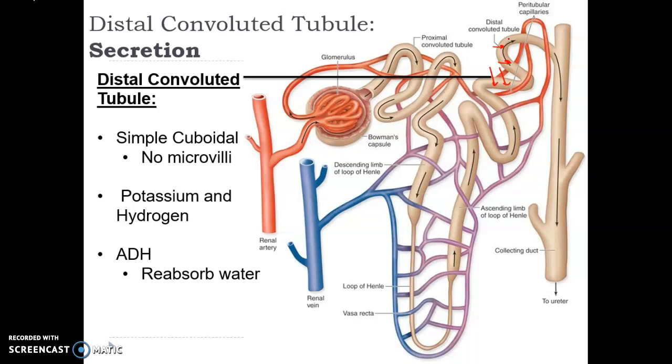And it is not only aldosterone, but ADH can also work on the distal convoluted tubule. However, I do want you to understand one thing. ADH mostly works on the collecting duct. This is where ADH works. Little bit of ADH can work on the distal convoluted tubule as well. But know that the distal convoluted tubule is the main site for aldosterone action.